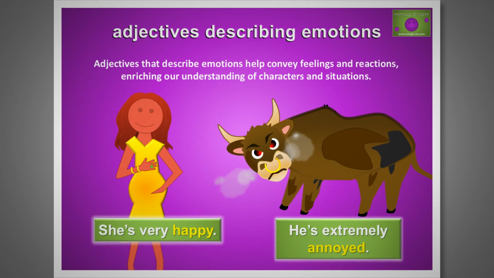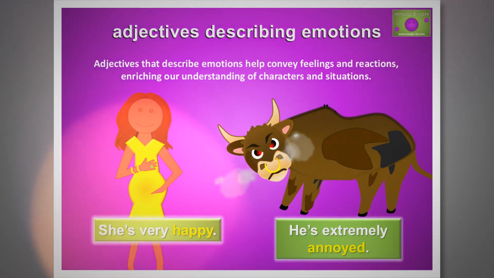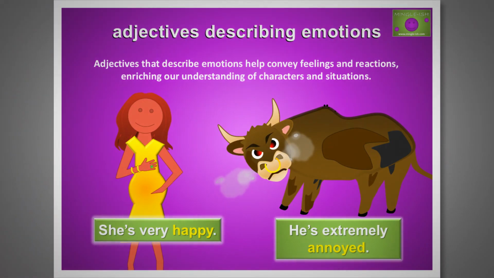Adjectives that describe emotions help convey feelings and reactions, enriching our understanding of characters and situations. She's very happy. He's extremely annoyed.